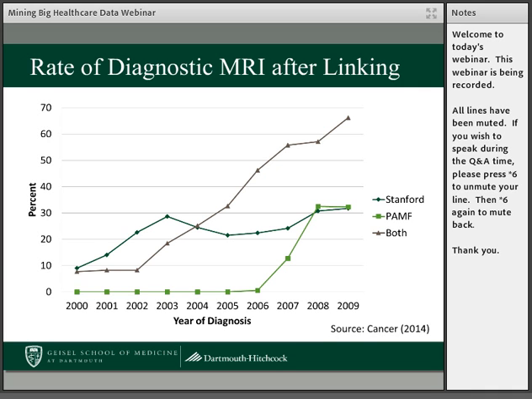But if we just look at the time in the diagnostic use of MRI, you'll see here first the bottom line, the light green line for PAMP. You see that there was no MRI use there until 2006 when they installed their MRI at PAMP, and then the rate of use of the diagnostic test went up to about 30%, which is about what you see Stanford has gotten to over the years, to about 30% in 2009.